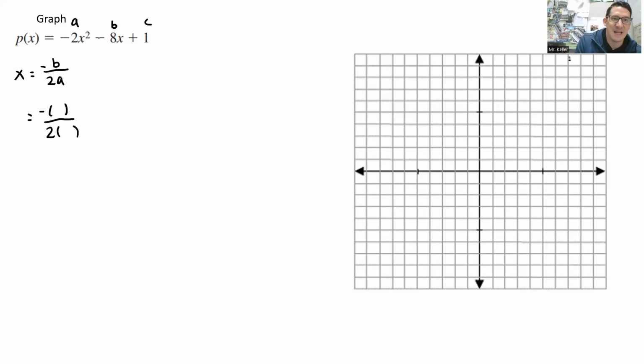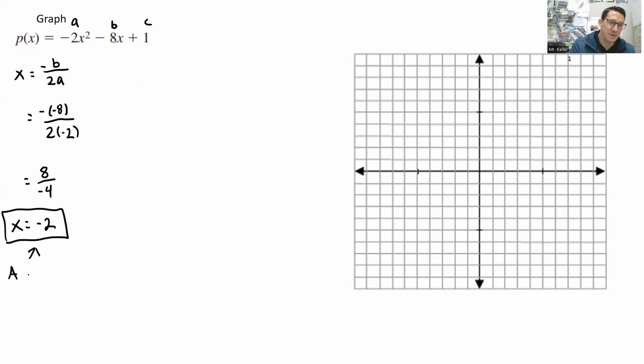B on top is a negative 8. Remember, that negative belongs to 8. So negative, negative 8 on top. The a on bottom, that's a negative 2. So negative 2 on bottom. So negative negative 8 is a positive 8. 2 times negative 2 is negative 4. 8 divided by negative 4 is negative 2. All right, so this is the x value. This is also the axis of symmetry, AOS. I'm just going to shorthand that, axis of symmetry right there.